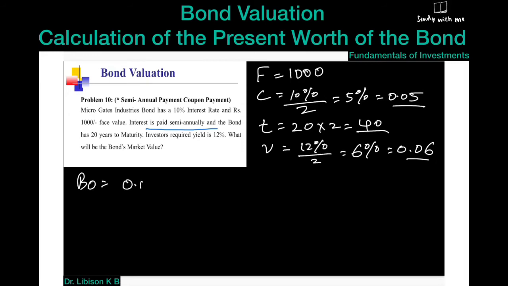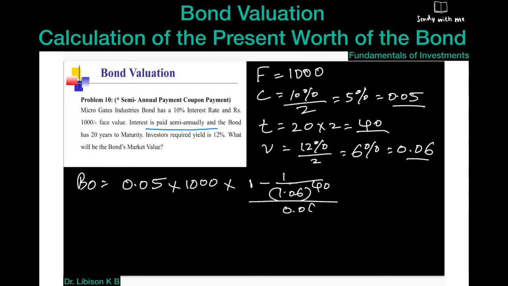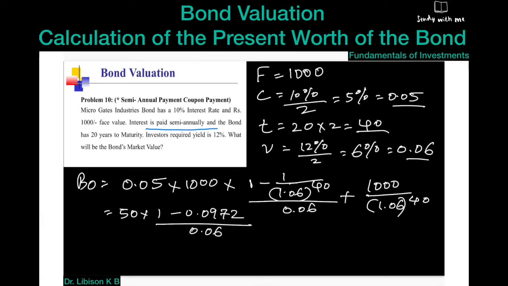So B0 is equal to 0.05. Remember, since it is semi-annual, we have divided 10% by 2, so it becomes 5%. So 0.05 multiplied by 1000 multiplied by 1 minus 1 divided by 1.06 raised to 40. Instead of 20, we have taken 40, and 0.06 plus 1000 divided by 1.06 raised to 40. Again 50 multiplied by 1 minus 0.0972, all divided by 0.06, plus 1000 divided by 10.2857.